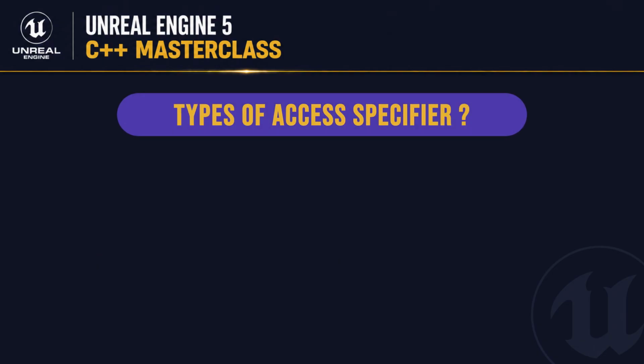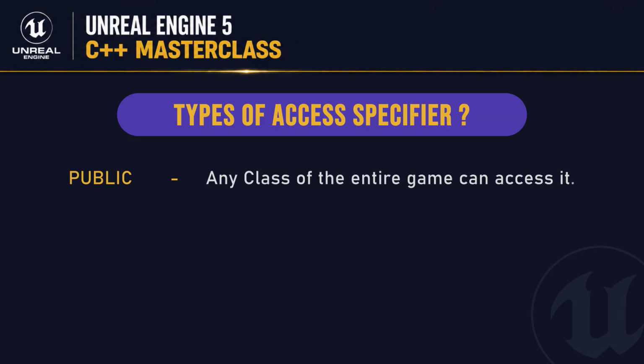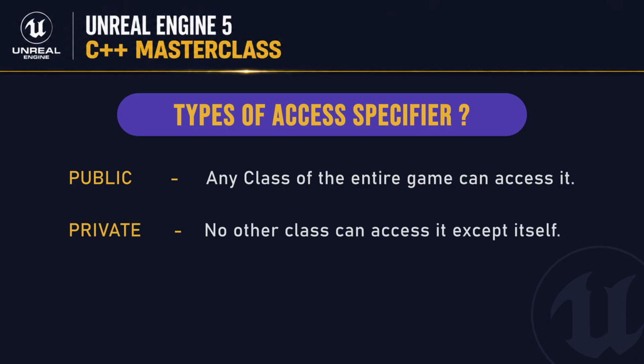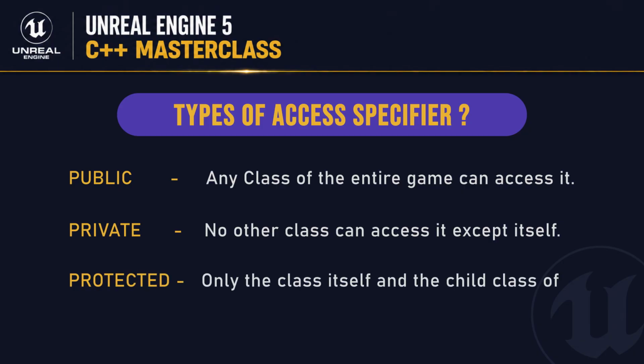There are 3 types of access specifiers. The first one is public. Suppose you create a variable or a function and mark it as public. It means any class in your entire game can access it. The second one is private. No other class can access it. Only the class where you created that variable or function can access it. And the last one is protected. Only the class itself and its child classes can access it.